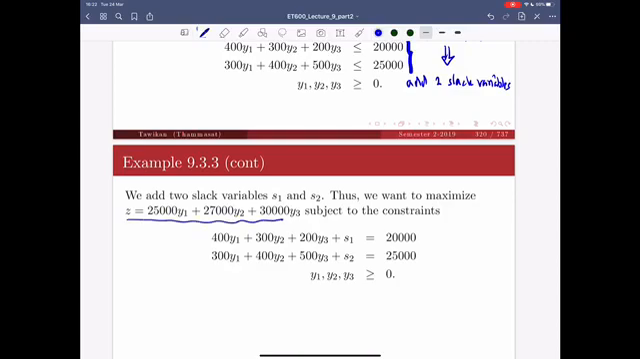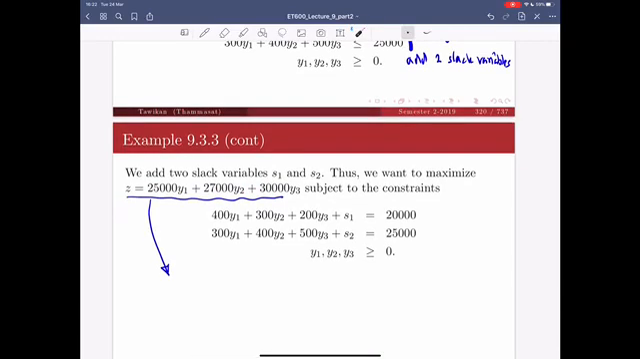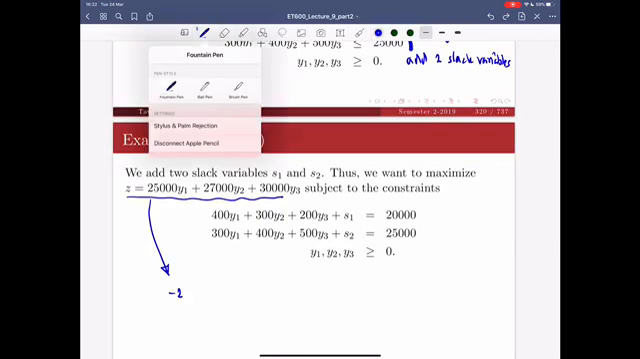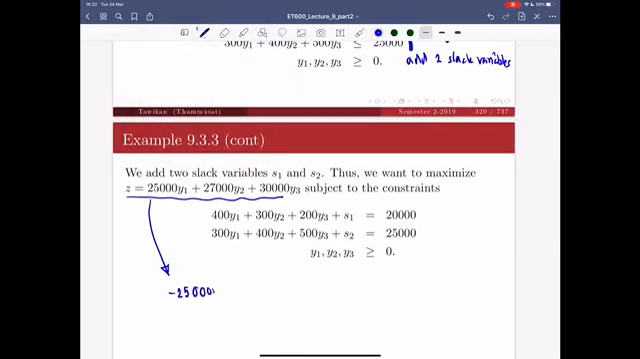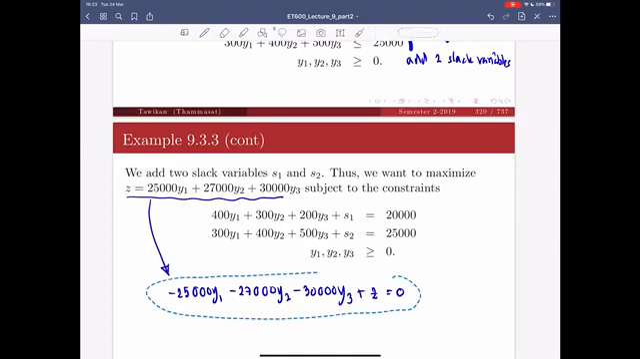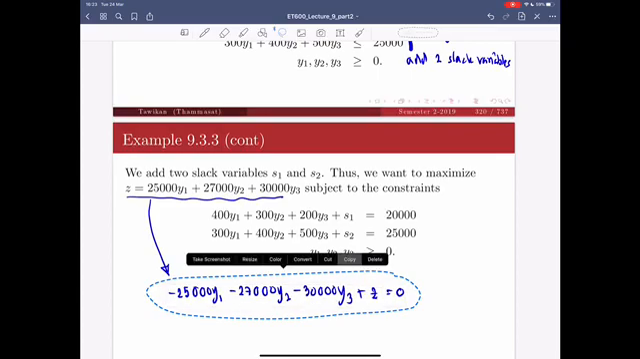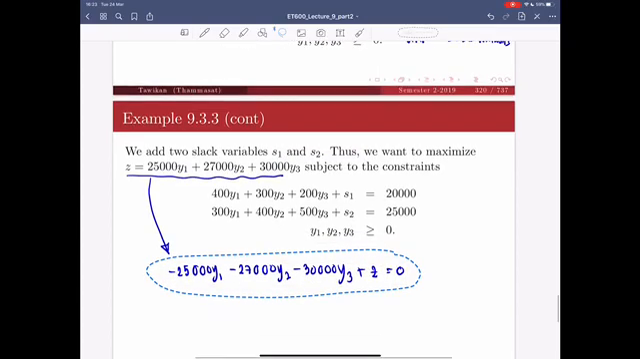So out of your objective function, you're going to be moving the other terms on the right hand side to the left, and that means I have negative 25,000 y1 minus 27,000 y2 and minus 30,000 y3 plus z equals 0. So this is your objective function. I'm going to copy that and bring it over to the next page, because I put down the initial tableau for you guys already.